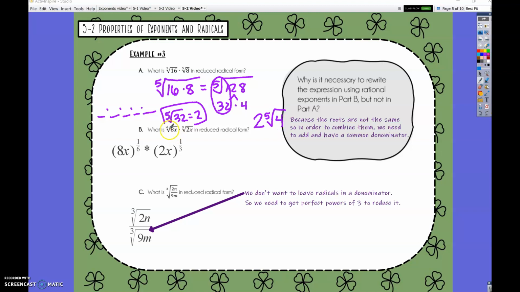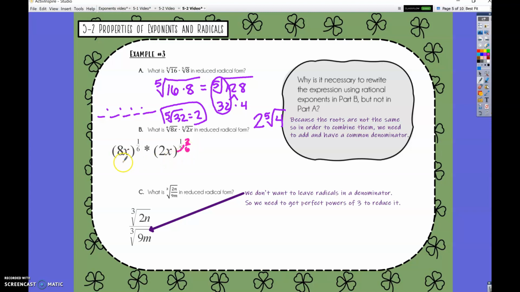For part B, they have them as radicals, and I've rewritten them as exponents with fractions because the power is 1. Notice I use parentheses around the 2x and the 8x. The power is 1, but the root is either the 6th or the 3rd. When we are multiplying like bases, we could add them, but we don't have like bases. So in order to get these index numbers to be the same, I'm going to change this here. I'm going to make this a 6 by multiplying by 2. And so if I multiply the denominator by 2, I have to multiply the numerator by 2.